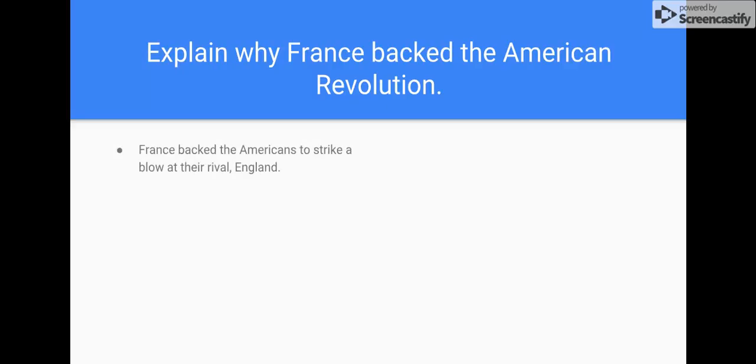France backed the Americans to strike a blow to their rival England. So the French king didn't see this as the people revolting against the king, and think, I probably shouldn't support that. They saw it as, I'm going to take out my rival, which is England. I'm going to weaken them. They're going to lose their colonies, and maybe I can take their colonies. That was kind of the thing.